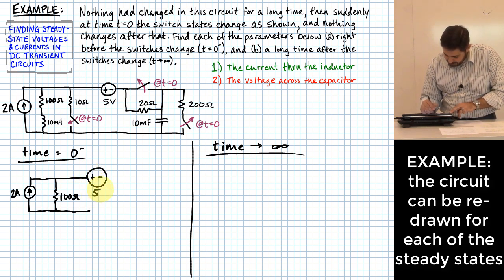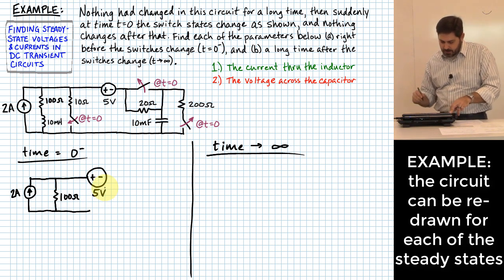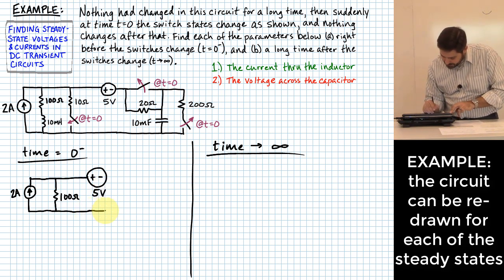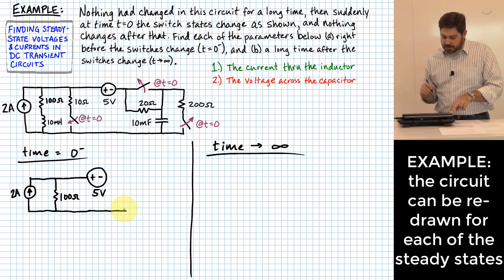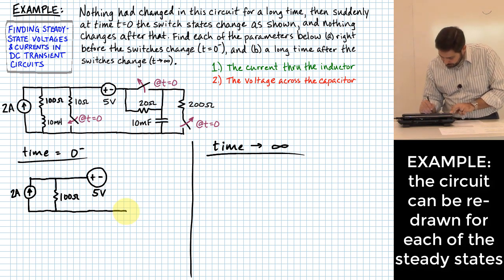Okay, it's still there. So we're kind of finished there with the left side of the circuit. What happens over here on the right side of the circuit? Before time equals 0, both of these switches were closed, right? So I'll tell you what, I'm going to go way over here to the right and do that one first.